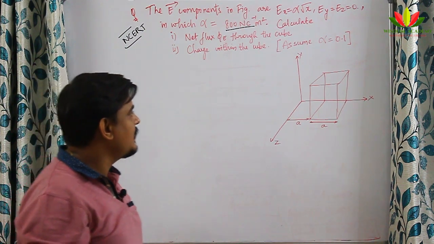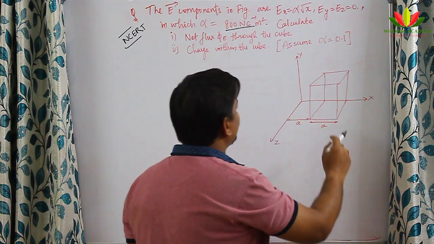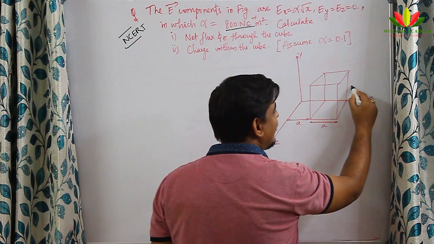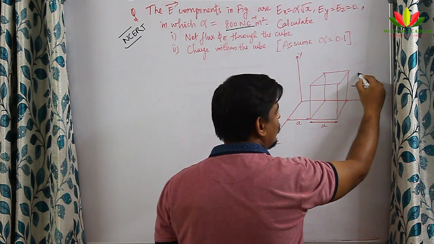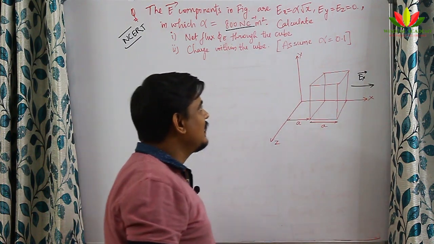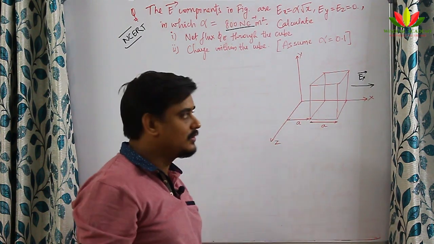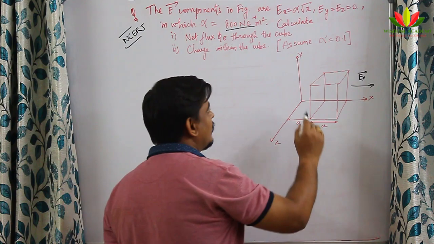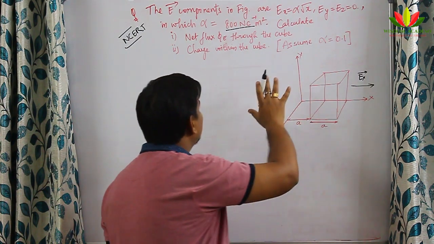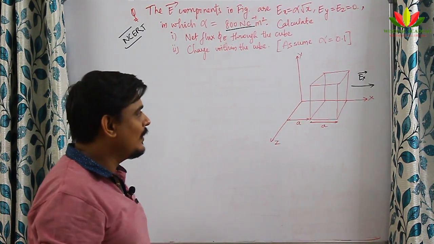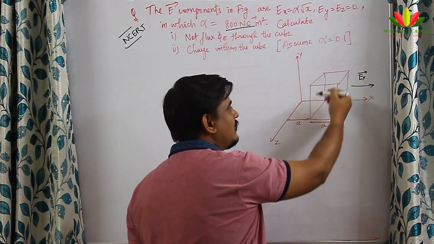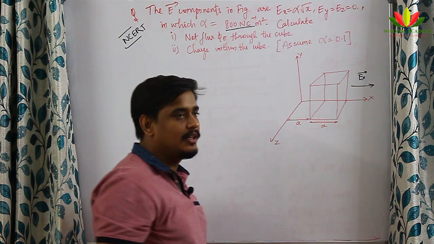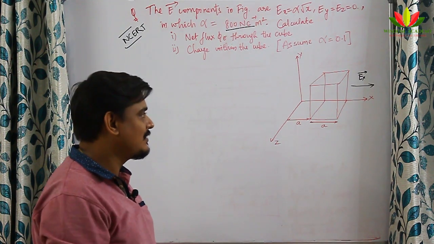So, in this question if you see, they have given the value of Ex. So, in the x direction the value is given, Ex is given, that is alpha root x, and for Ey and Ez there are no values, right. So, they are asking you to find what is the net flux through the cube. One thing, in this cube how many sides are there? There are 1, 2, 3, 4, 5, 6 sides totally. Any cube will have 6 sides.